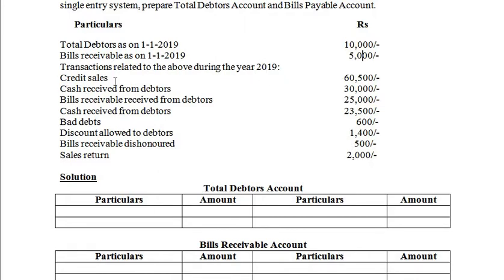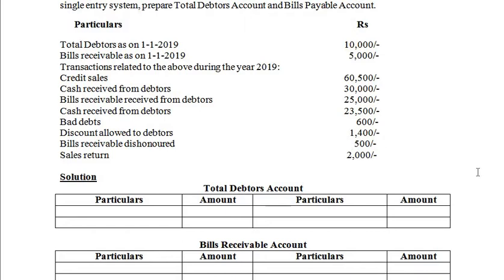Credit sales, which is 60,500. Cash received from debtors 30,000. Bills receivable received from debtors 25,000. Cash received from debtors 23,500. Bad debt 600. Discount allowed to debtors 1,400. Discount received, bills receivable dishonored 500, and sales return 2,000.